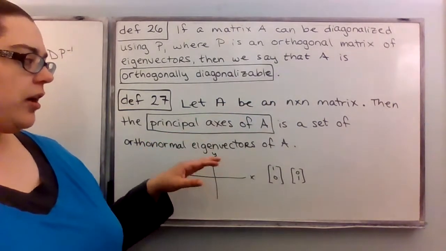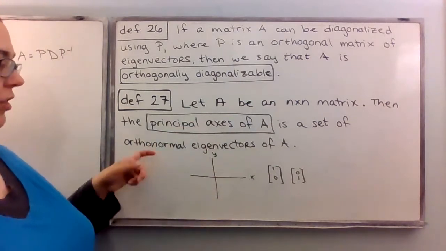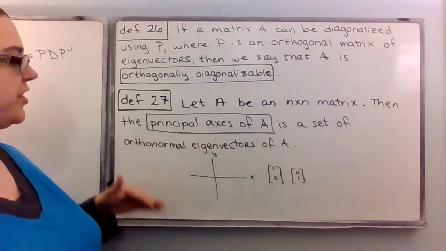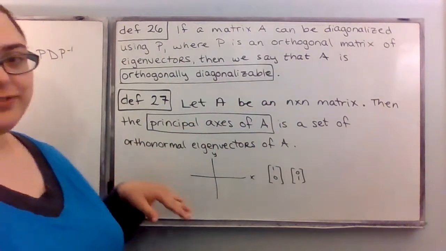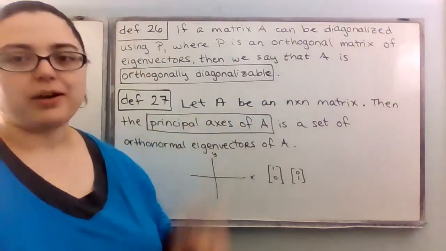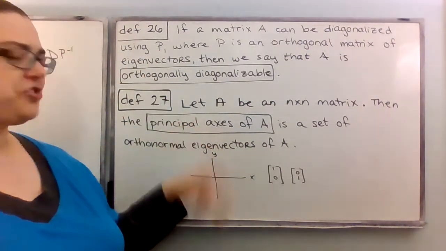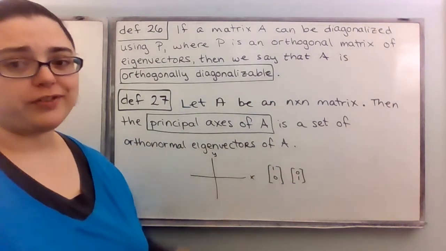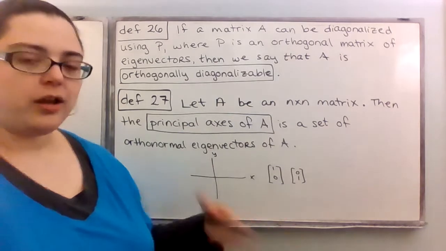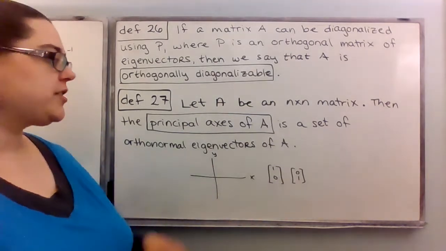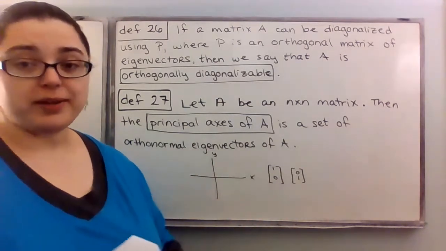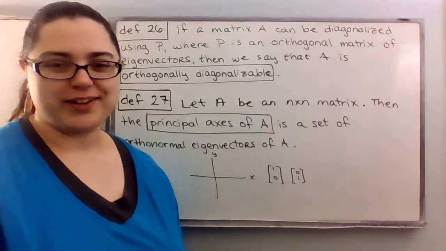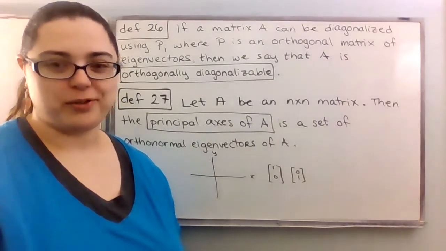So the principal axes are orthogonal eigenvectors, and they are normal eigenvectors. That's kind of in the background where this principal axes terminology came from. It came from our principal set of axes that we use to graph in R2. So let's do an example where we find the principal axes of a matrix. I'm going to erase the board so I can write the problem down, and then we will work through it together.